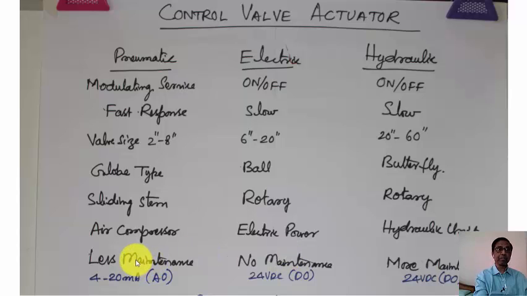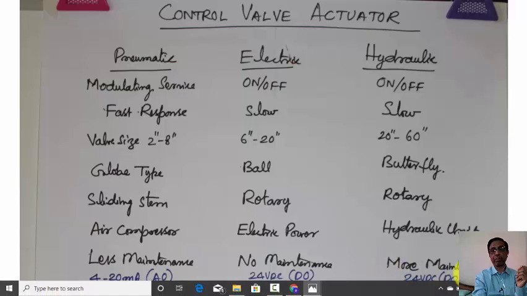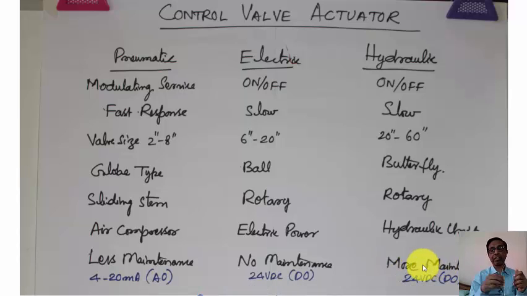Maintenance wise, pneumatic is less maintenance. Why? Air from the compressor you can release anywhere, no problem. It is easy to handle. Electric also has no maintenance at all. Once it is given power it will be working. It is a completely sealed unit, so it will work perfectly. Hydraulic means more maintenance because oil is involved. You have to top up the oil in the reservoir in the hydraulic units. There will be leakages. You have to handle them very carefully.